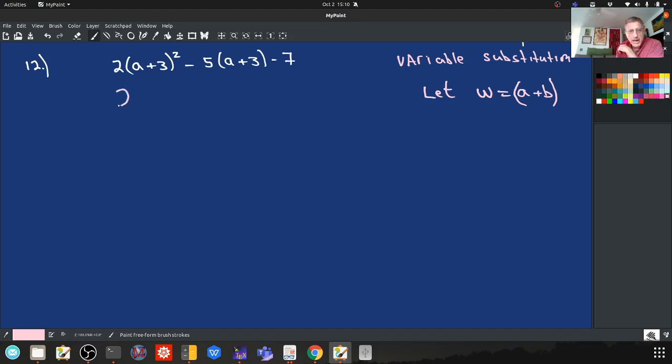So I'm going to rewrite this in terms of my new variable. A plus 3 is my base, and that's W. So (a plus 3) squared is the same as W squared, and minus 5 times (a plus 3) is the same thing as minus 5W, then minus 7. So now I have a polynomial in the variable W.